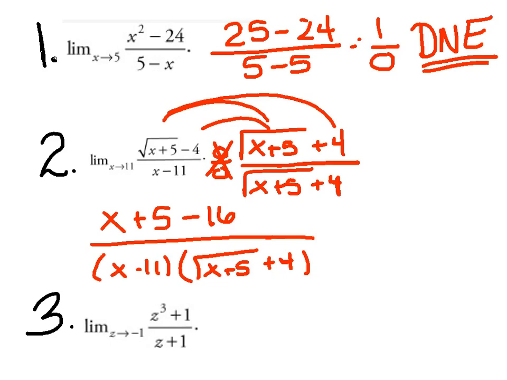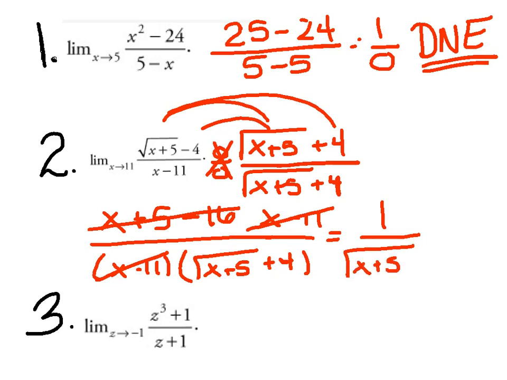Now, if you clean up the top, you'll notice you get x minus 11. And this should happen every time. These should cancel if you did it correctly. So you basically have 1 over the square root of x plus 5 plus 4. Now, you're not done until you plug your limit in as x approaches 11. So I've got 1 over the square root of 16, which is 4, plus 4, which is 8. And hopefully a nice easy 1/8.